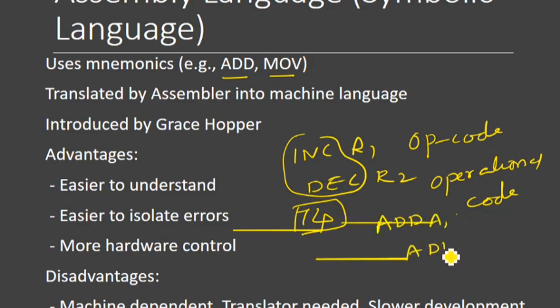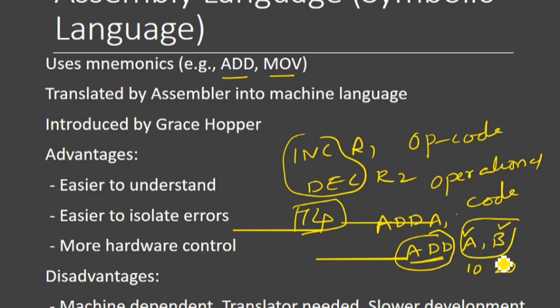For example, I'm writing ADD A, B. So ADD is an opcode which informs the processor to perform the addition operation on the data available in the A register and the B register. The contents of A and B are added. For example, A equal to 10, B equal to 20.